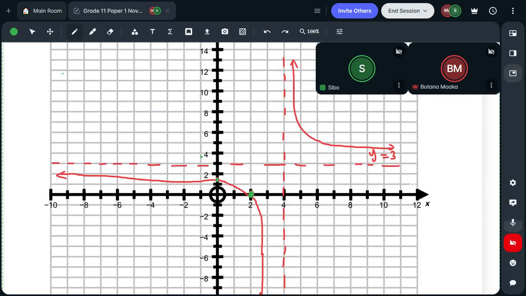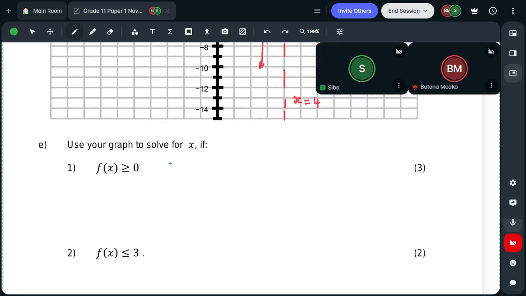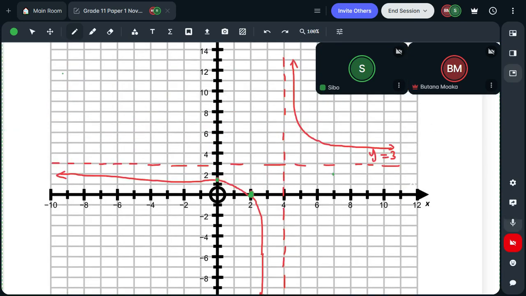Do you have any questions? No, sir. Thank you. Okay, can you please look at the graph? Then I'm going to give you 2 minutes to work on this one so that I can see what your answer will be. This is 3 marks. Where is f at x greater or equal to 0? Let me put the graph here. Look at the graph, 2 minutes, then I'm going to come back to you.